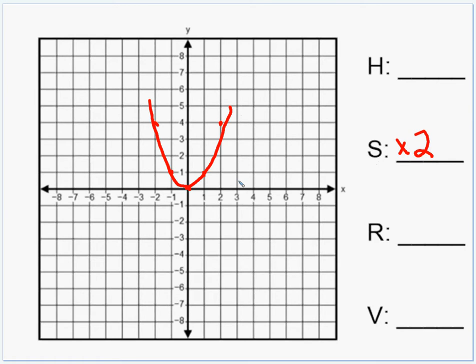Let me go to blue ink here. So this point was at 1, 1, so that's going to be 1, 2. We had this point, 2, 4. Well, we're going to double that y coordinate. Now it's 2, 8. And these points, because of the symmetry, are going to be reflected over to the other side of the y-axis. So we're going to have this over here and up here. So there is our stretch.